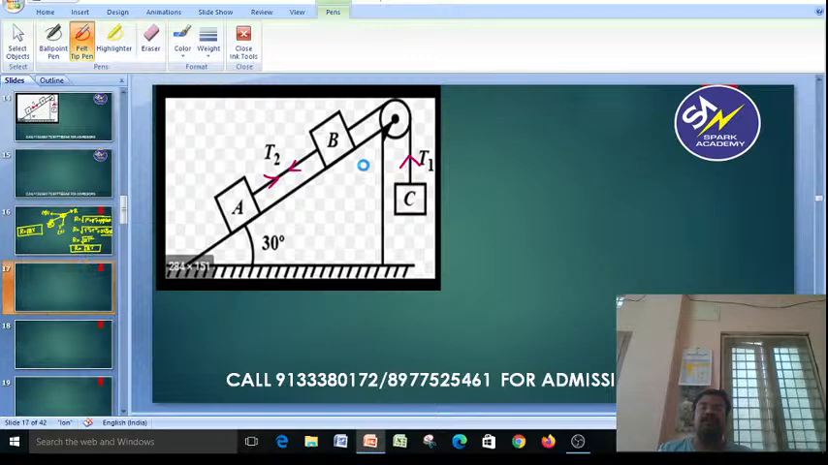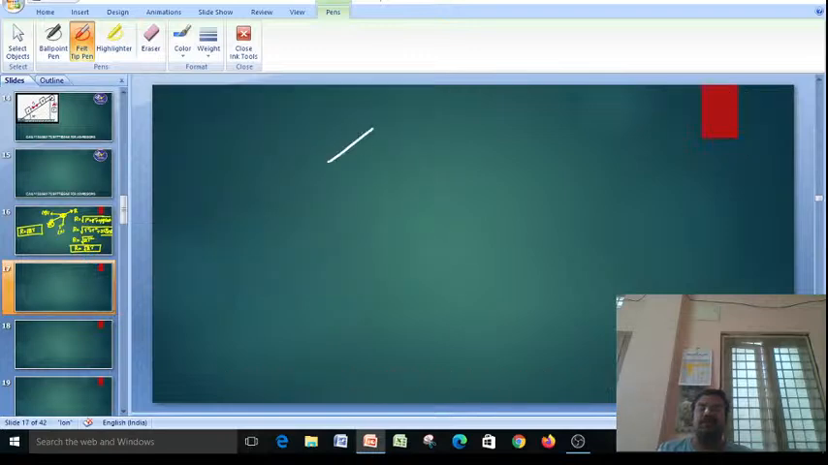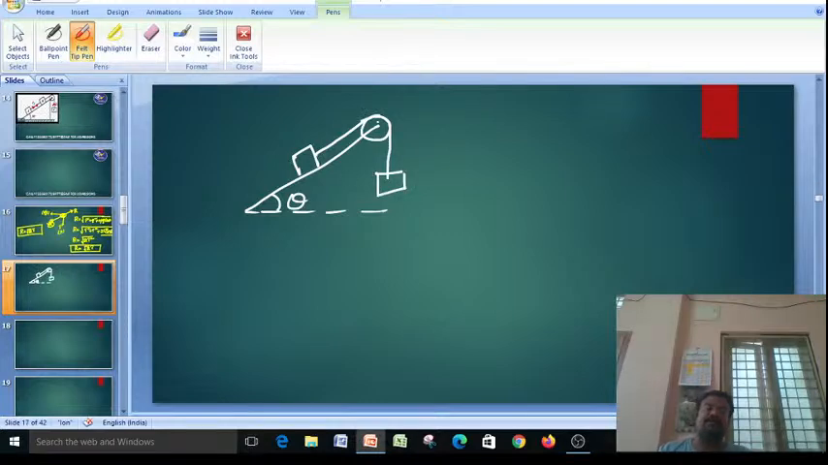So let us try to take, this is an inclined plane. Let us take the angle theta, here it is existing. Now let us connect the two blocks with a certain pulley. This is a pulley. So now the blocks are connected in the system, and it is connected over the pulley like this, right?